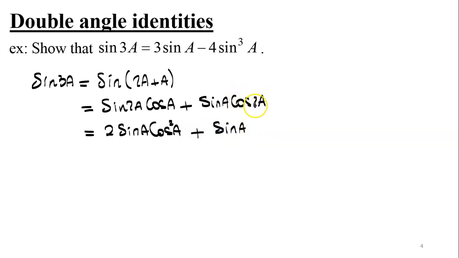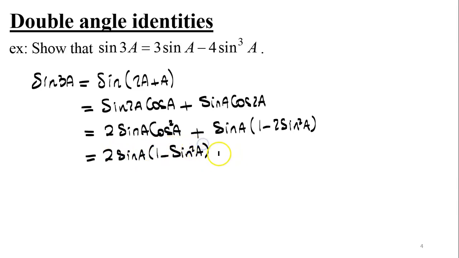Now cosine 2a, I already have 3 possible identities for it. Since I want the right hand side to be all in terms of sine a, I would go for the double angle identity in terms of sine, which is 1 minus 2 sine squared a. You'd notice that this term is now all in terms of sine a. Over here, I already have a sine a, but I still have a cosine squared. But that is not a problem because according to the Pythagorean identity, cosine squared is 1 minus sine squared a. Expanding here, that would give me sine a minus 2 sine cubed a.